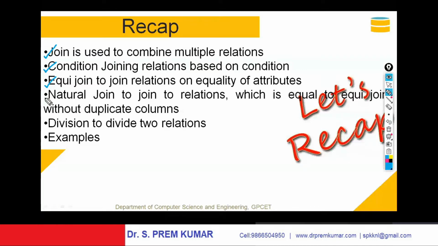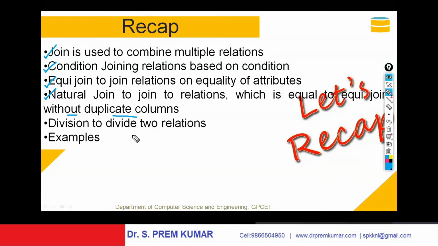And of course, you have the natural join. As you know well, it is equivalent to equi-join, where the duplication of columns is eliminated. There should be common columns in relation 1 and relation 2, and the values should match. By default, natural join is considered while joining multiple relations. It is equivalent to equi-join, but duplicate columns are eliminated.